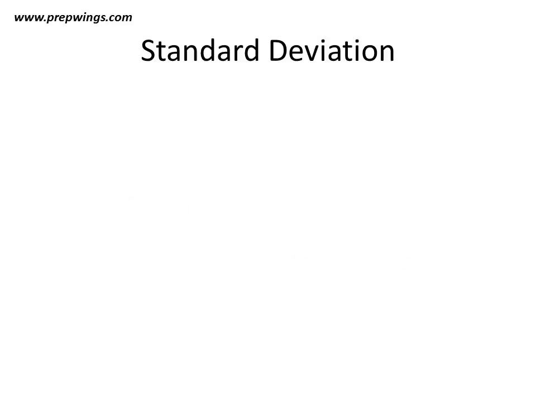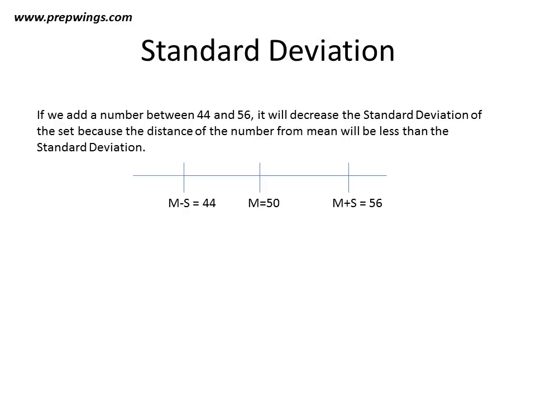Okay. Now if you want to reduce the standard deviation of the set, we have to add a number which lies between 44 and 56. Okay. For example, if you pick a number, say 45. 45 is 5 units away from mean. Mean is 50 here. So 45 is 5 units away from 50. And the standard deviation is 6. So addition of that number will reduce the standard deviation.